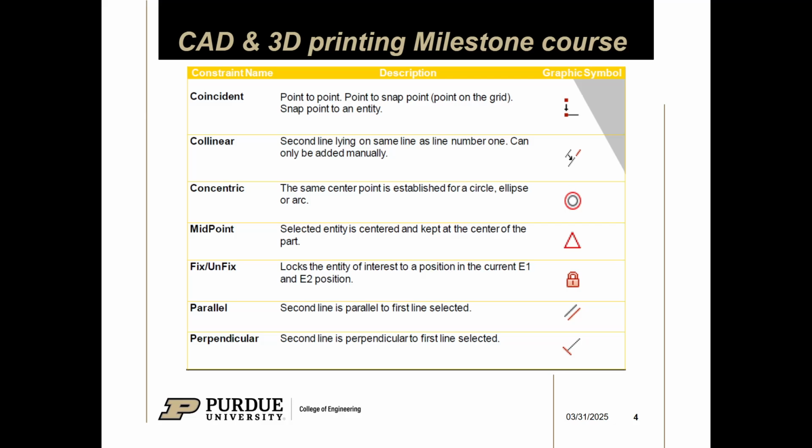But the other ones are probably pretty self-explanatory. You may have heard a lot of these words, like parallel, perpendicular. Midpoint is pretty useful when you want something to be on the middle of a line or something like that. Concentric, when two circles are on the same center point. Collinear, when two lines are on the same line. And coincident is very useful when you can take either a point or a line and have them touching each other.